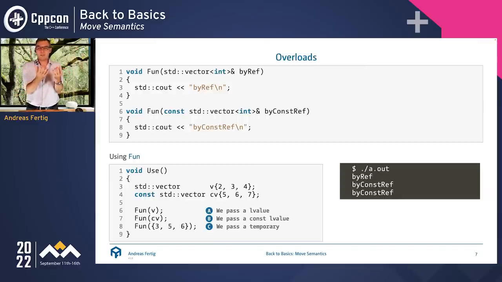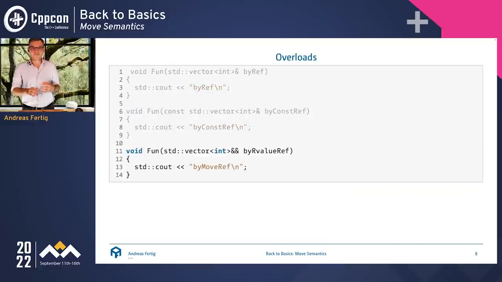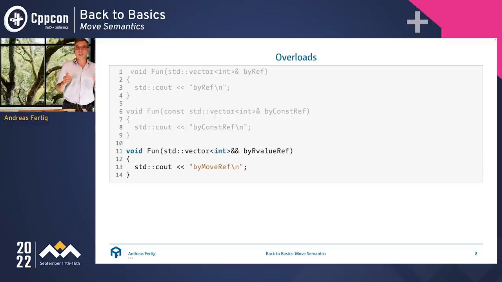And that was expensive because remember, we duplicate all these things. And what if we could simply rip the memory from that temporary object, swap it with something empty, whatever. Okay, we want that memory. We don't want another allocation. So what do we do? We add another overload. That one you see in line number 11.